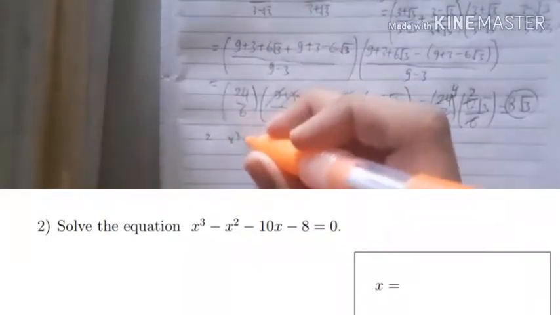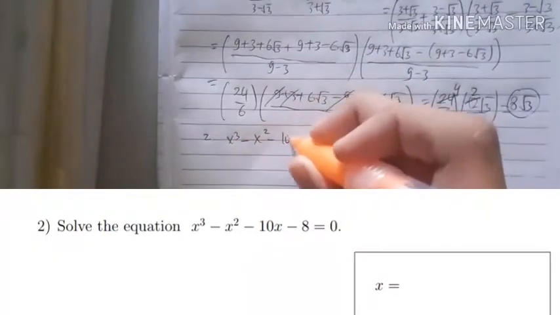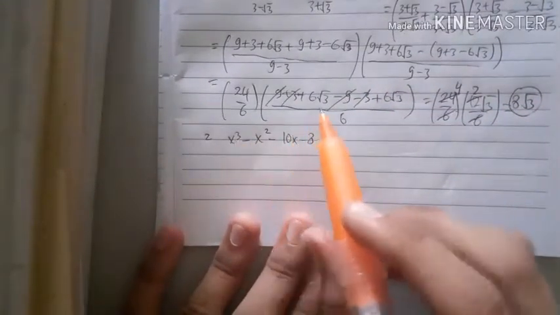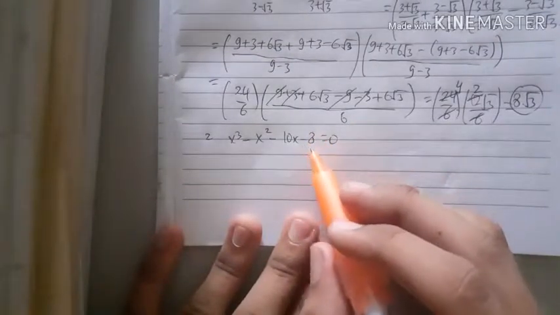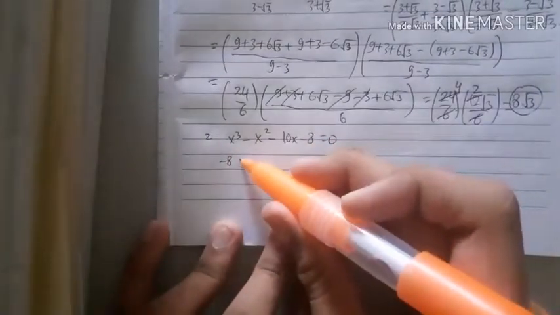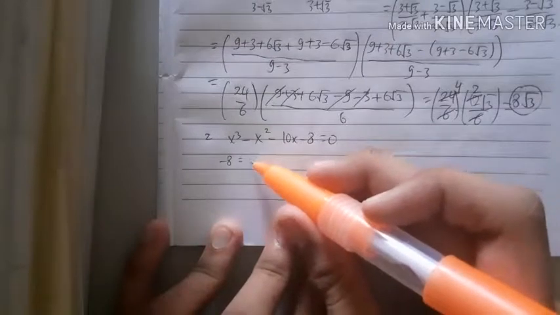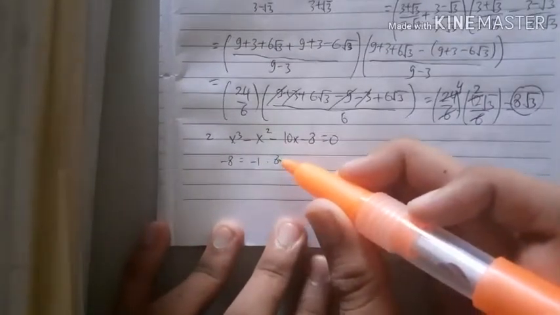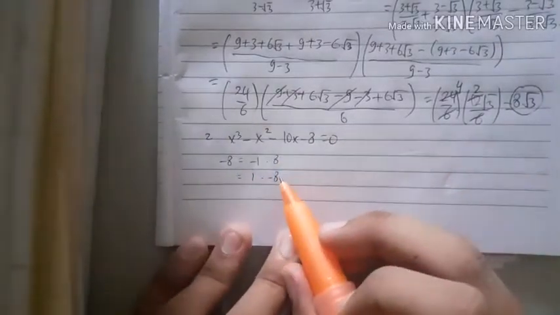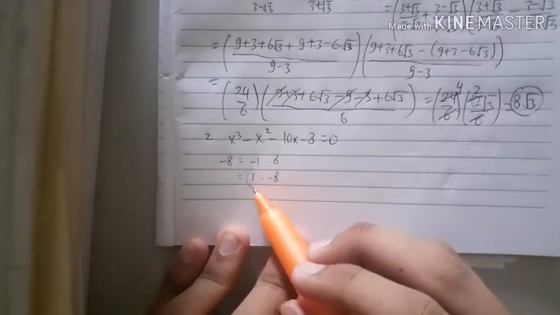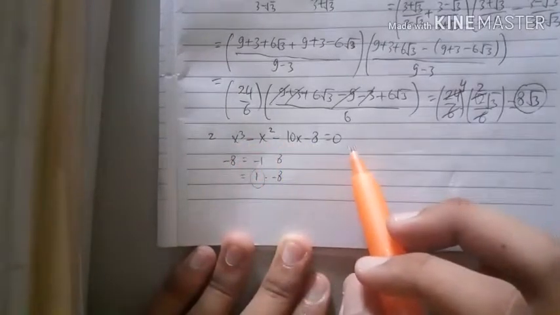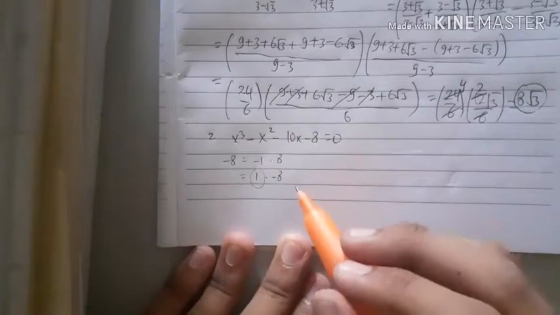They say we have to solve the equation x cubed minus x squared minus 10x minus 8 equals 0. Now here, if you get a cubic equation, my recommendation is you look at the final constant, that is minus 8. What I mean is, minus 8 is a product such as minus 1 times 8, or 1 times minus 8 and others. If you substitute 1, for example, into this equation and you get 0, then that is one of the factors of this cubic equation.